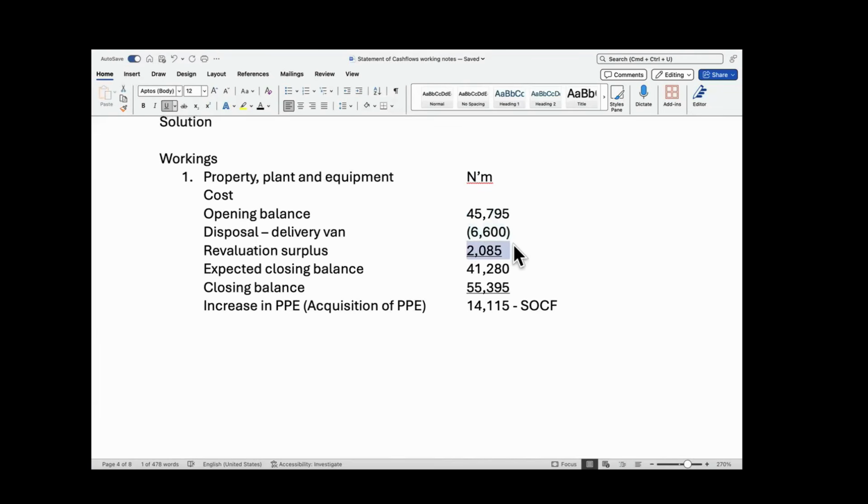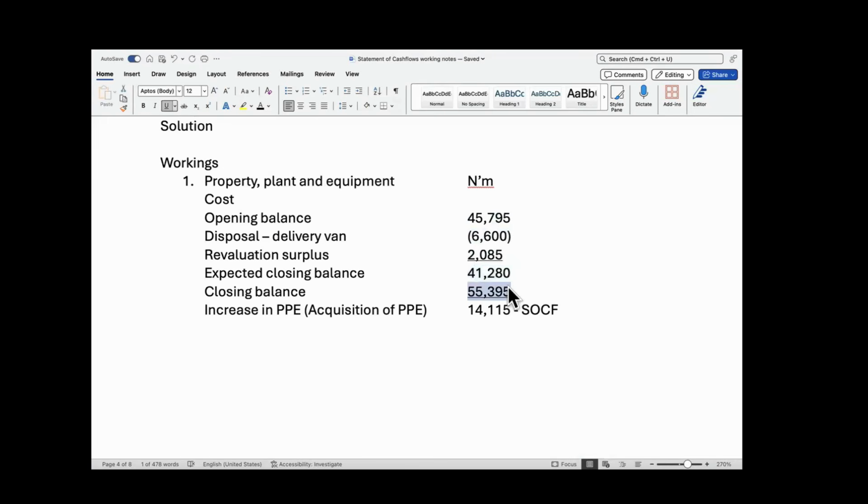Also, a lot of students would not remember that the revaluation surplus is also there, because there was movement in the revaluation reserve. There was a surplus for the year. They will fail to capture that movement. Then we would have an expected balance. But when we compared it with what we have in the books, we saw that there was an increase in PPE, and that is what we are looking for. That's the acquisition of PPE.